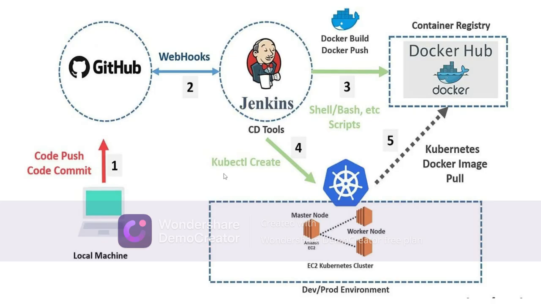Let us see that diagrammatically. In this diagram, what is the local machine? It is nothing but where developers or testers work. The developer implements the application code. Testers create test cases. When both are done with their tasks, they commit their code and push it into GitHub. GitHub is a repository.